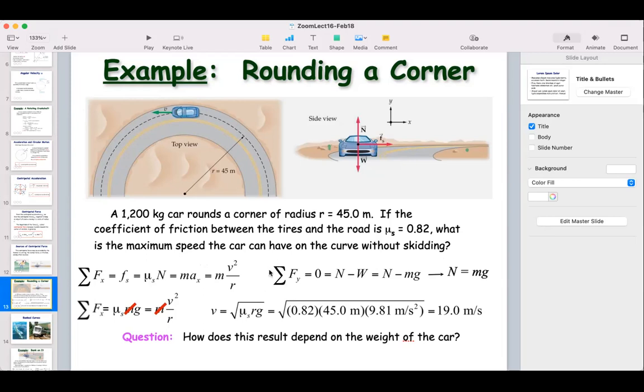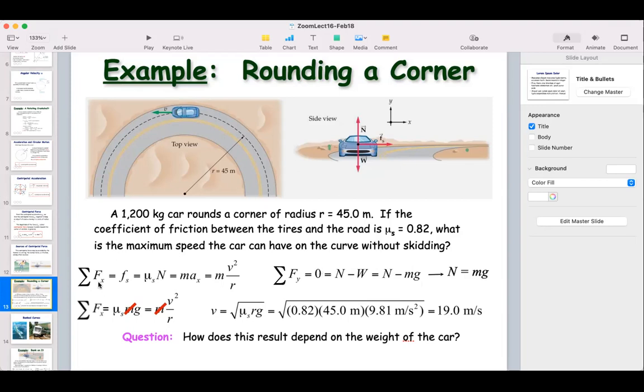So if we look at this, let's look for the y-axis first. We don't have any motion along the y-axis, so the sum of the forces along y is equal to 0 and is equal to the normal force minus the weight. So normal force minus mg, which brings the normal force equal to mg, the mass of the car, and g is the gravity acceleration. We know this from the previous classes. We have done it many times.